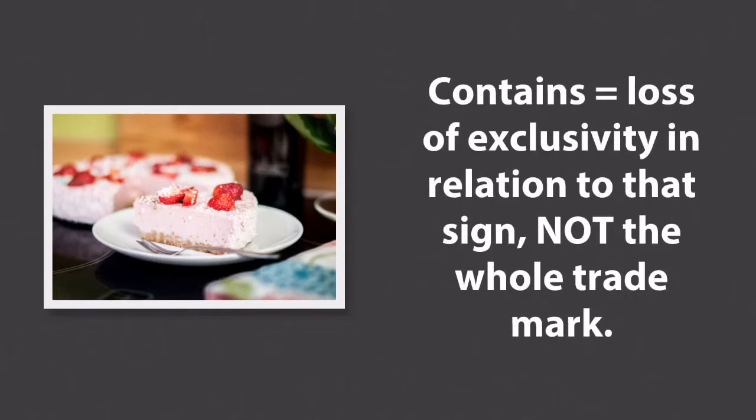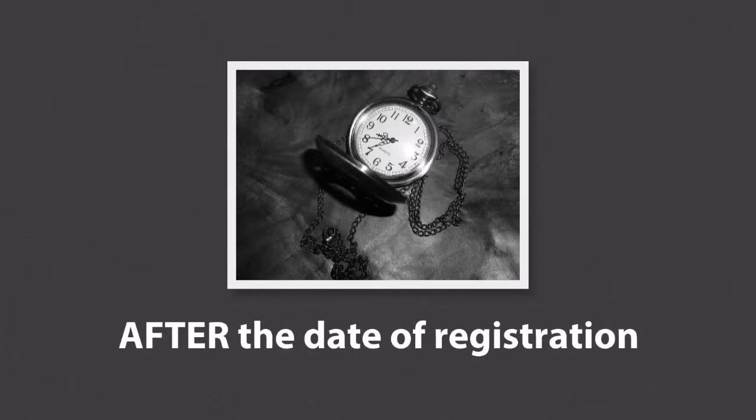However, where a trademark contains, as opposed to consists of, such a sign, the loss of exclusivity is only in relation to that sign, not the whole trademark. Section 24 only applies to trademarks that were generic after registration. Trademarks which were generic before registration should not have been registered due to a lack of distinctiveness.